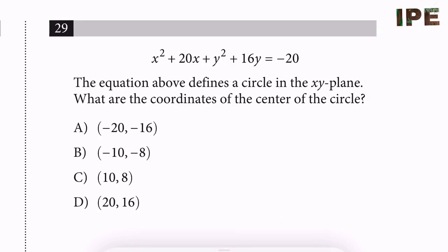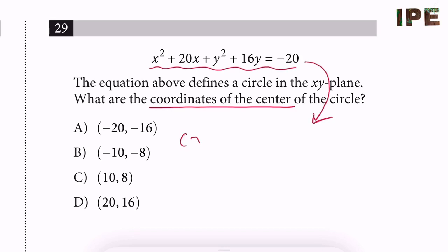x squared plus 20x plus y squared plus 16y equals negative 20. The equation above defines a circle in the xy plane. What are the coordinates of the center of the circle? Just find the coordinates of the center. So you can change this to the standard form of the circle, right?